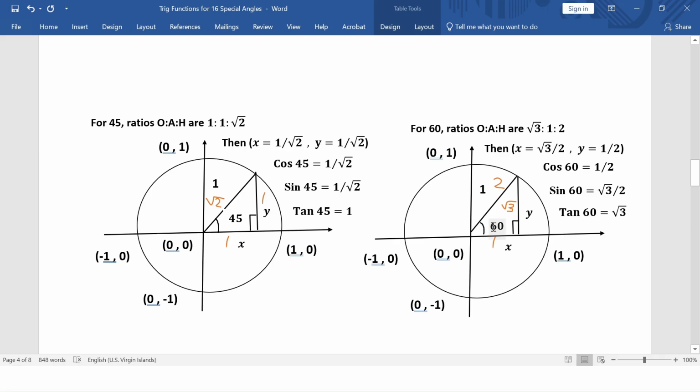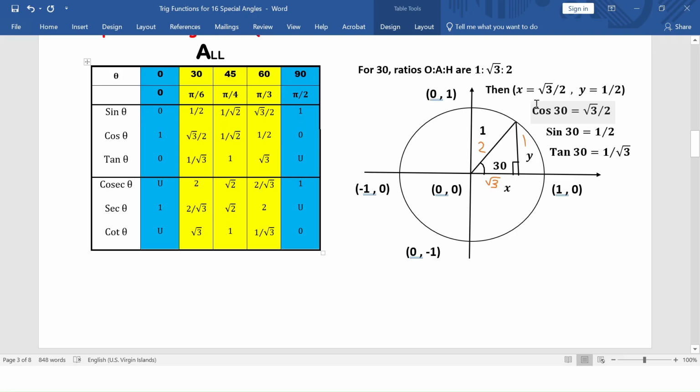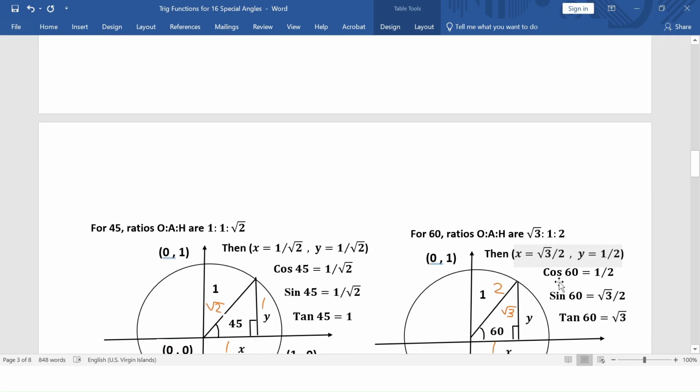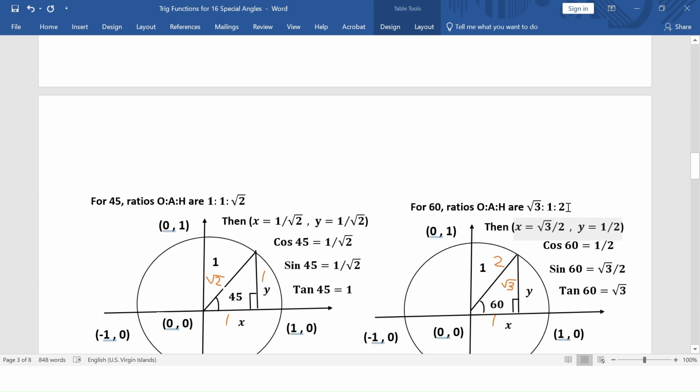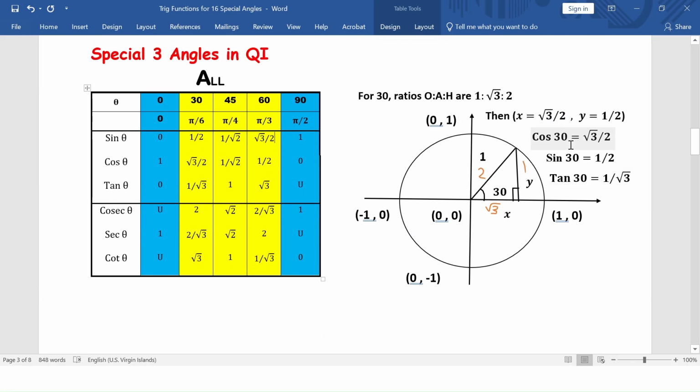If you do the same mathematics we are doing to normalize here, you have to divide by 2, so it will be the same thing. The only difference is that here, x is the one which will be root 3 over 2. Okay, x here was root 3 over 2.